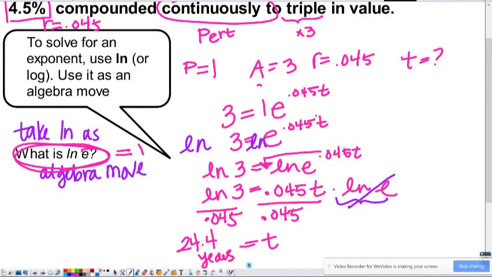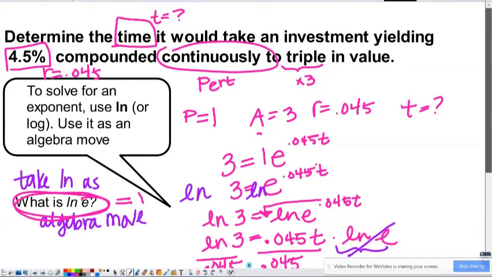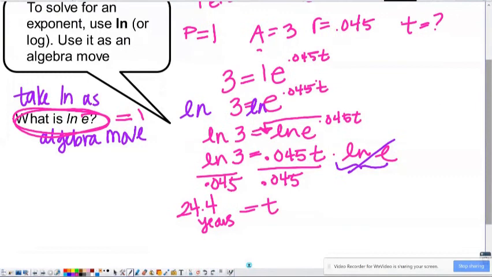Because our time was in years. If we go back to the problem, it wants to know, determine the amount of time, t would be in years here. So 24.4 years, you would triple your value. If you put in $1, you'd get out 3. If you put in $1,000, you'd get out 3,000.